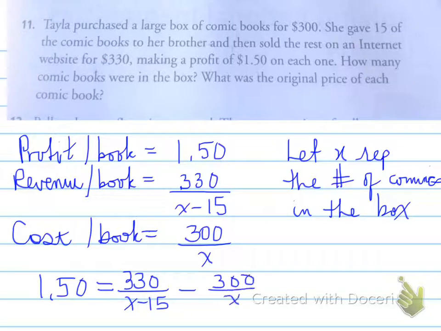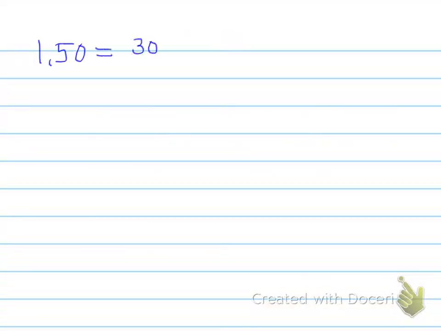So we set up the equation, and here it is. That equation is what we're going to work with. This is profit equals revenue minus cost per book. So let's look at the next option. We have $1.50 is equal to $330 over x minus 15, minus $300 over x.